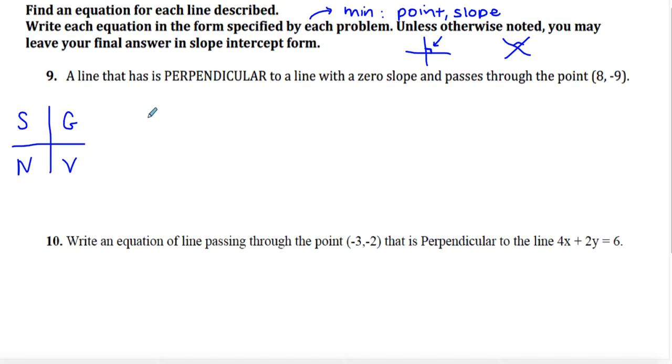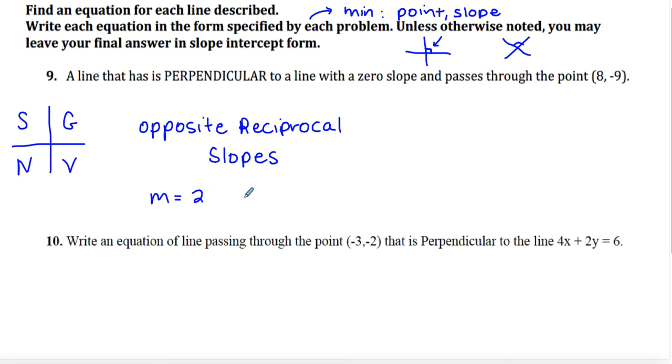So first we have to know that if lines are perpendicular, they have opposite reciprocal slopes. All right, so opposite reciprocal slopes. So if I tell you that the slope of one line is 2, the perpendicular slope would be -1/2.